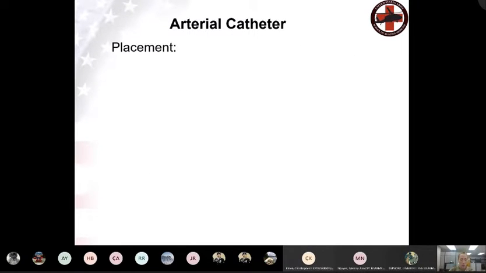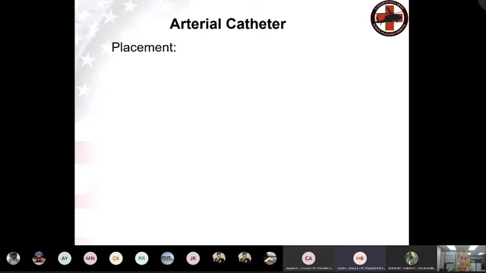Now, when we talk about placement, Captain Angelotti, give me a couple of different locations that we might be able to place an art line. We could do a radial artery or femoral artery as well. Okay, I like that. Captain Battles, can you give me any pros or cons for either one of them? Radial might be the preferred spot, lower risk of infection. Femoral, it's nice, big, easy to get typically, but you do run a higher risk of infection.